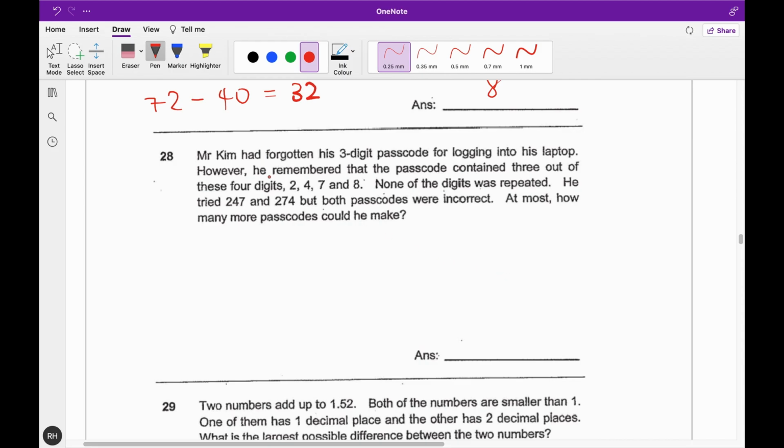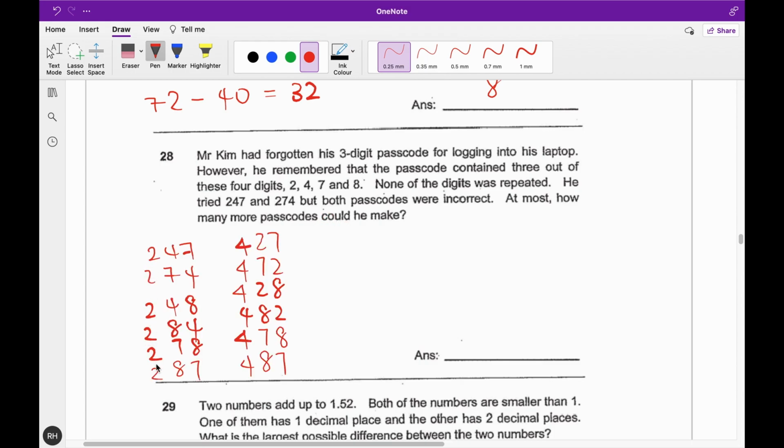Question 28. Mr. Kim had forgotten his 3-digit passcode for logging in to his laptop. However, he remembered that the passcode contained 3 out of these 4 digits: 2, 4, 7, and 8. None of the digits was repeated. He tried 247 and 274, but both passwords were incorrect. At most, how many more passcodes could he make?